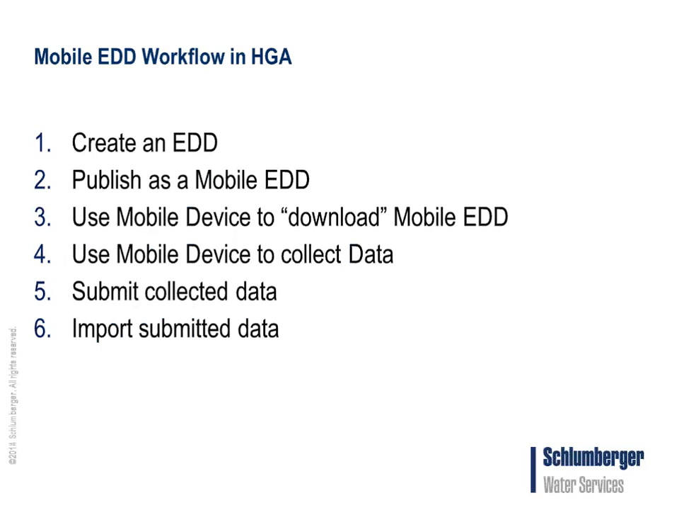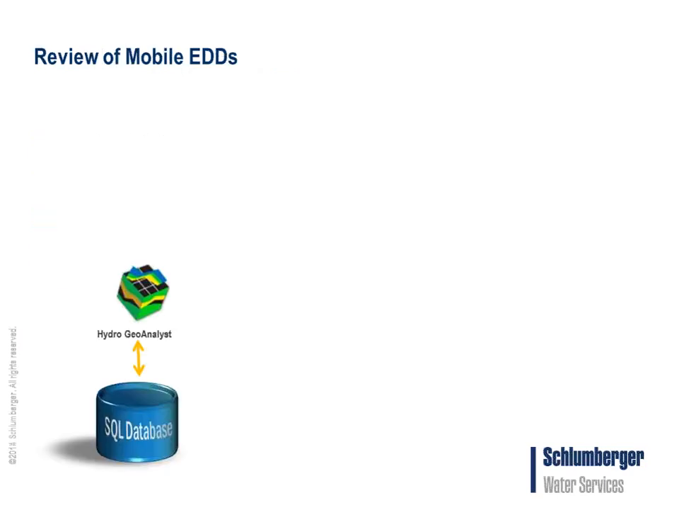But the EDD template designer has a new option for you to publish it as a mobile EDD. So once you've published it, you can use your mobile device to download it, and then you can use your mobile device to actually collect the data while you're in the field. Once you're done your data collection, you need to submit it, and then that puts it back up to the web server where you originally published your mobile EDD, and then HGA can connect to it and import in that submitted data. So let's take a look at this more in a workflow schematic diagram.